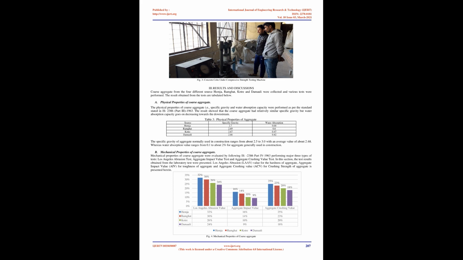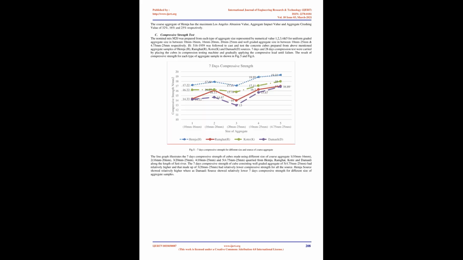Compressive strength test. For the cube test, cubical molds of size 15 cm x 15 cm x 15 cm are commonly used. In this research work, a mold of 15 cm x 15 cm x 15 cm was used. 30 cubes for each source, Hemja, Ramghat, Kotre and Damauli, i.e. 6 for each aggregate sample, were cast. The concrete of nominal mix M20, 1:1.5:3, by volume was prepared by hand mixing, keeping the coarse aggregate sample as the variable while other ingredients, cement, sand, and W/C ratio, were constant. The concrete was poured in the mold and tamped properly to avoid voids.